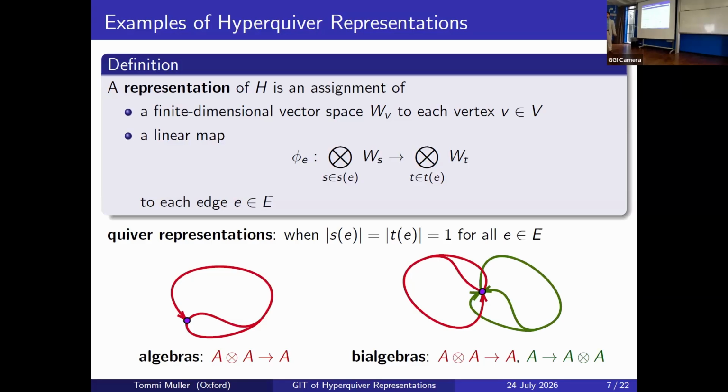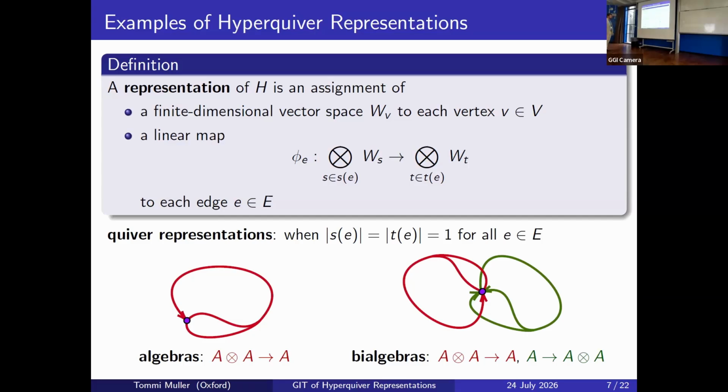So even if everything goes to the same place, you still get two different maps. Yes, that's right. If you want a different map for every edge, then you just draw another copy of the edge. So maybe you want an algebra with two multiplication maps, then you just draw a different copy of the edge.